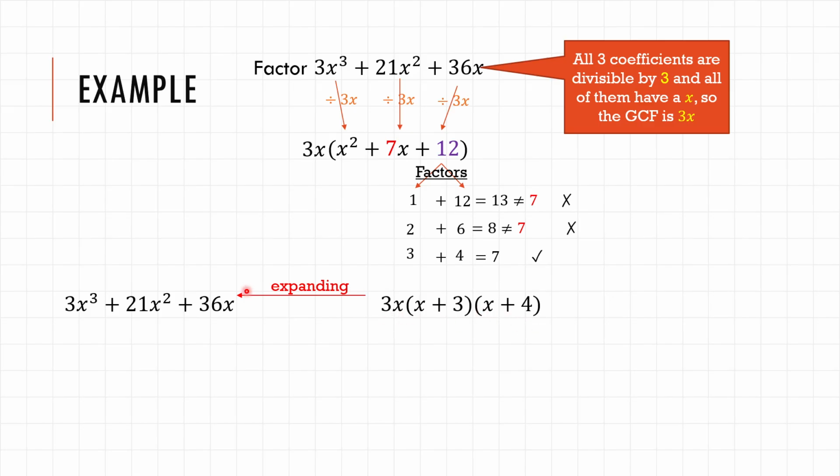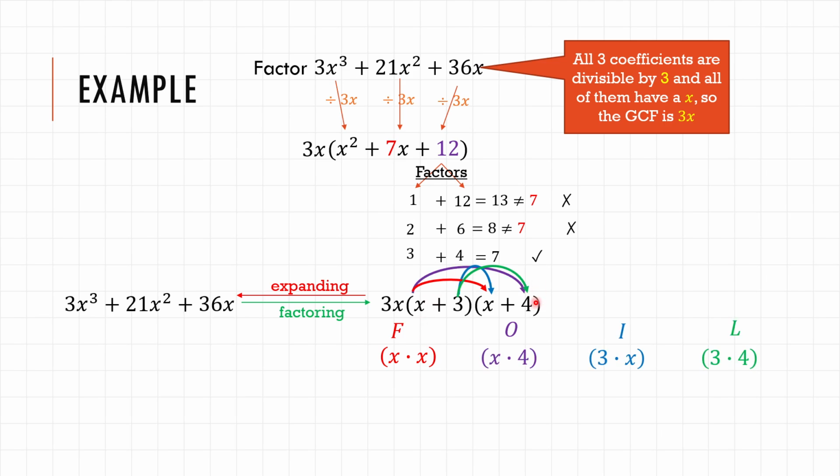If I were to expand this, I would get right back to where I started, but what I did was factor this expression to get this one right here. To check if you did everything right, one thing you can do is actually work backwards. You can expand these brackets and make sure that you end up in the same place that you started. For example, to use FOIL, I'll multiply the first two, x times x, then the outer two, x times 4, then the inner two, 3 times x, and then the last two, 3 times 4.